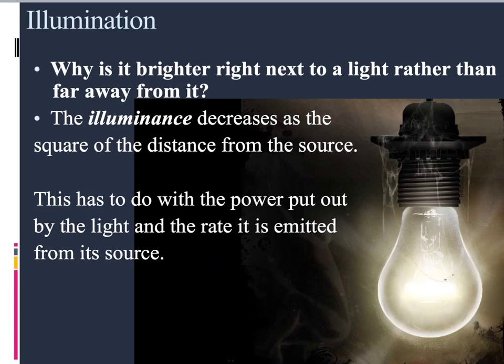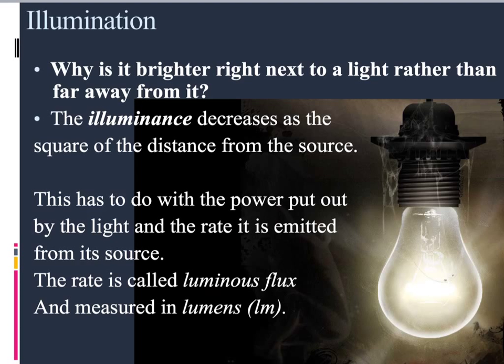So this has to do with the power that is put out by the light and the rate that it is emitted. Rate, remember, has to do with time. And the rate is called a luminous flux. Flux means something is flowing. Okay, so we would say that light flows, or as light is emitted. And it's measured in lumens. And we're not going to do a lot of calculations with this, but you should at least recognize these vocabulary words.